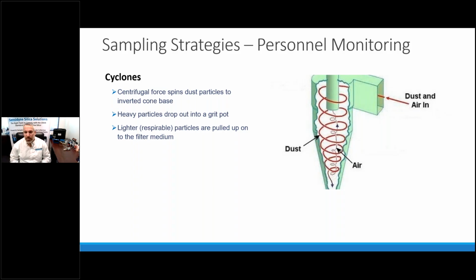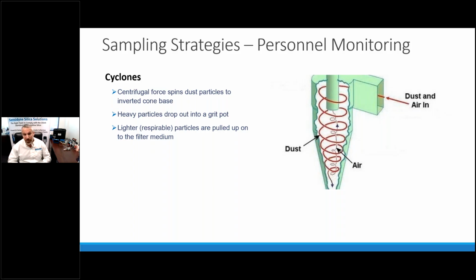I mentioned it earlier, but this is an illustration of how a cyclone works. Air gets pulled in, and then it spins around the outer edge of the cyclone. Those heavier particles will fall and drop out into a reservoir known as a grit pot. The lighter particles will get pulled back up through an orifice into the filter media, and then adhere to the filter itself.